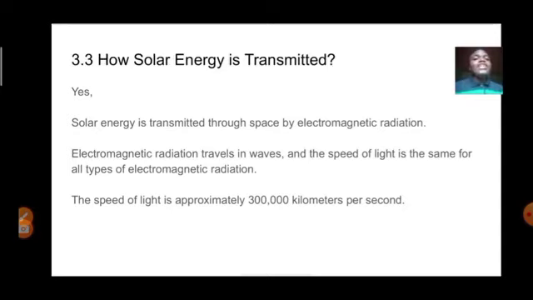Okay, back in form 4 or form 3, we must have heard about the speed of light, which is about 300,000 kilometers per second. Very fast, very fast. So that is how energy is transmitted from its source onto the earth's surface through the electromagnetic radiation, through that spectrum at the speed of light, which remains the same for all the different types that we've seen.